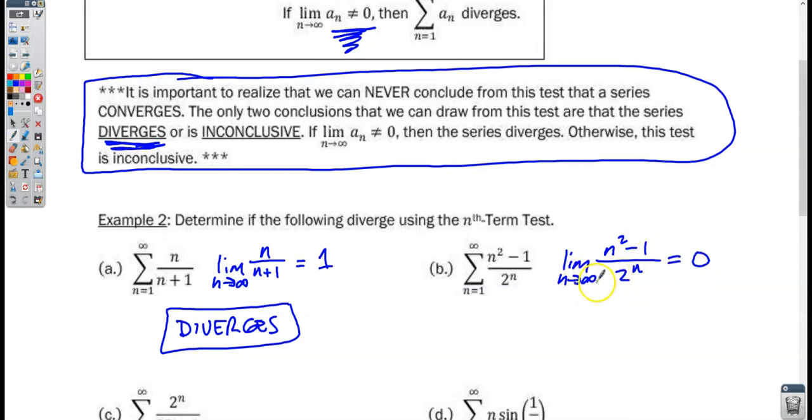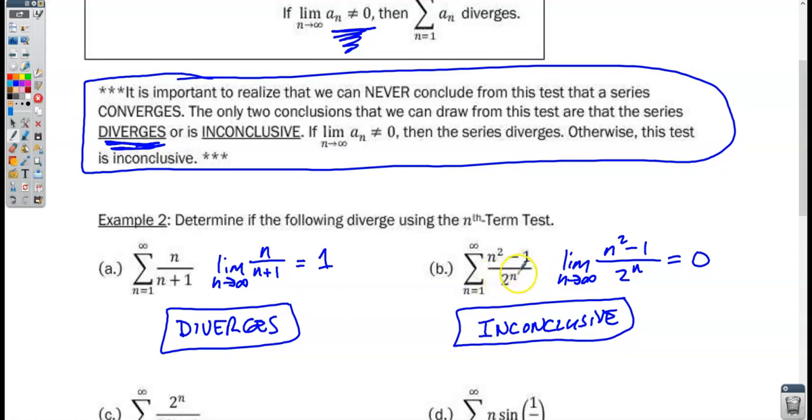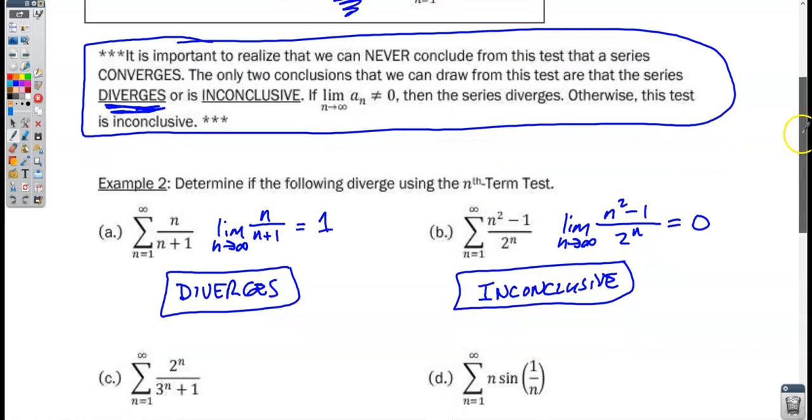Since the limit is 0, that doesn't mean that we can conclude that it diverges. That means that the nth term test is inconclusive. And if we want to decide if this series converges or diverges, we're going to need another test. And don't worry, till we're done, we will have plenty of tests that we can use to determine whether this particular series converges or diverges.